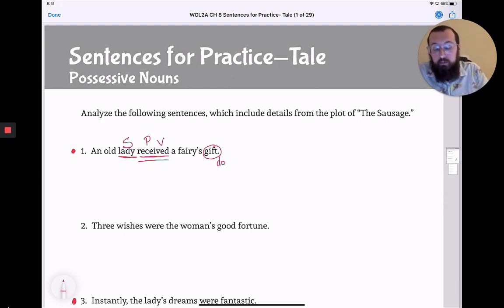Now I go through and do all my modifiers. How many of the ladies are there? There's an old lady. And old describes the lady. So those are both adjectives. And a fairy's gift. A is telling me about the gift. And remember, fairy's, even though that is a noun, it is a possessive noun, so it is acting as an adjective.